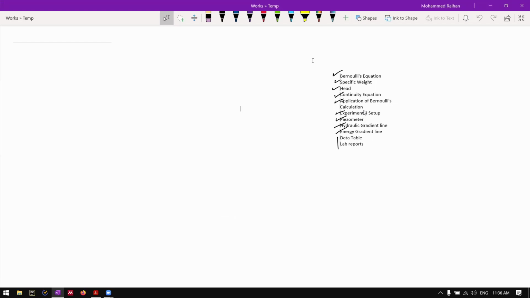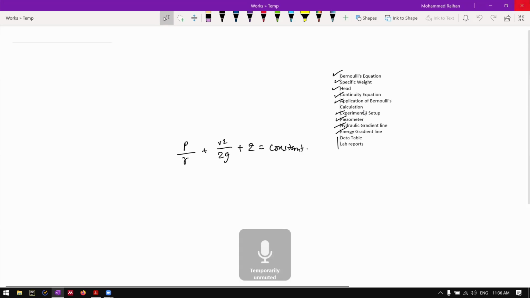Bernoulli's equation is something like this: P divided by gamma plus V squared divided by 2g plus Z equals constant. Have you seen these equations anywhere? Yes, sir. Where? Sir, from internet, Google. Okay. Do you know what it means?